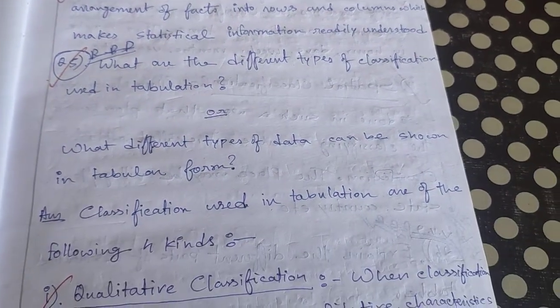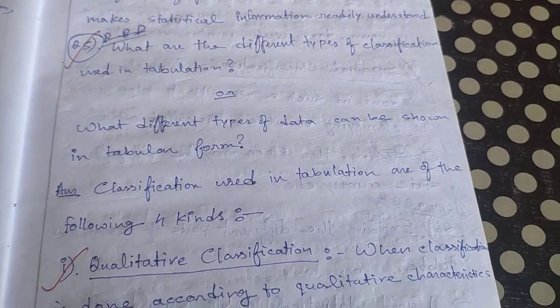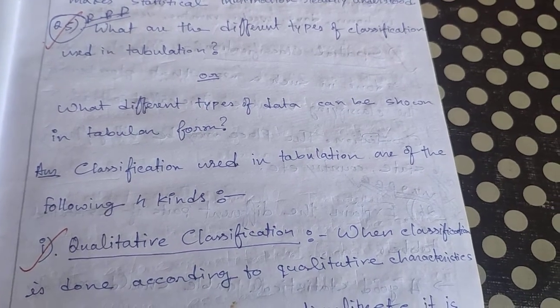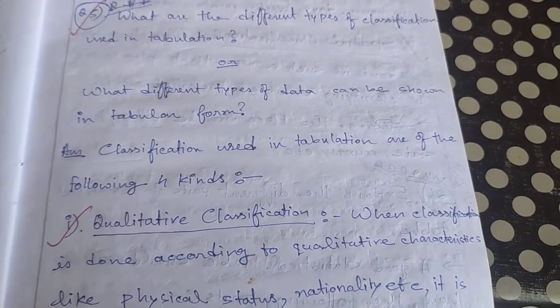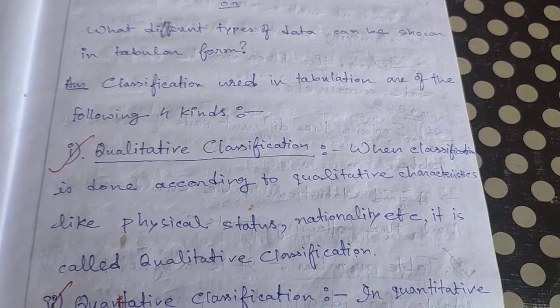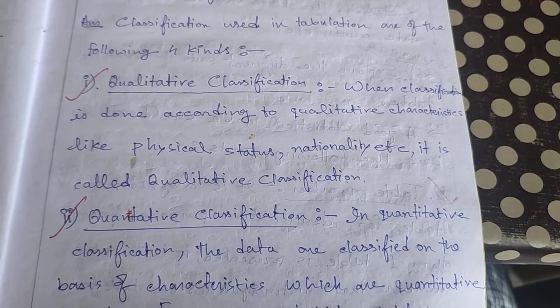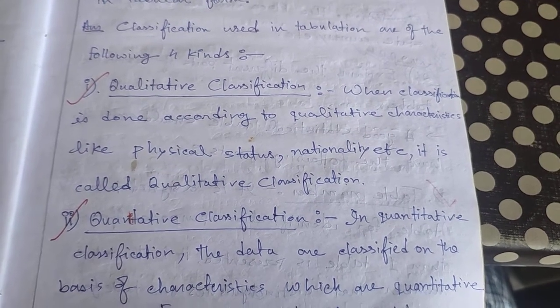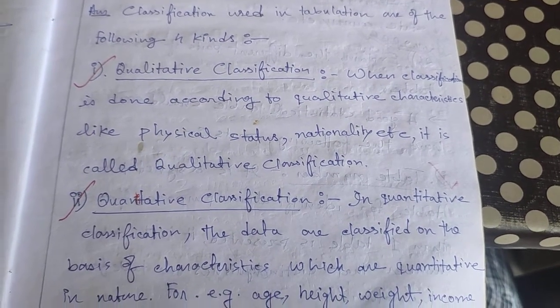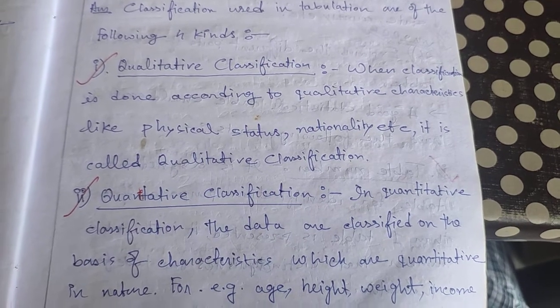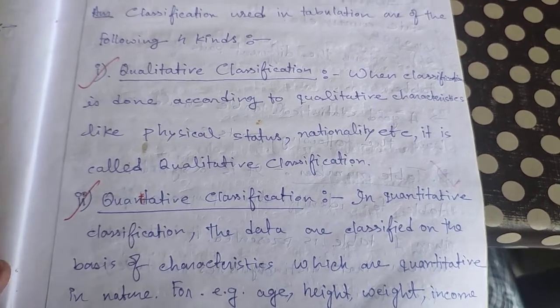Next question দেখো, question number 5, what are the different types of classification used in tabulation, or what the different types of data can be shown in tabular form? The answer দেখো, the classifications used in tabulation are of the following 4 kinds. Number 1, qualitative classification. When classification is done according to the qualitative characteristics like physical status, nationality, etc., it is called qualitative classification.